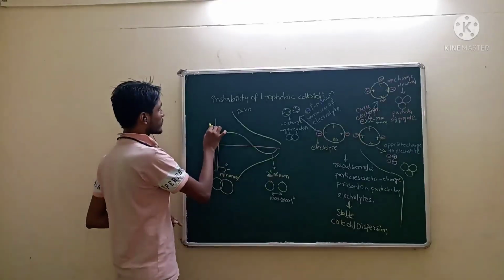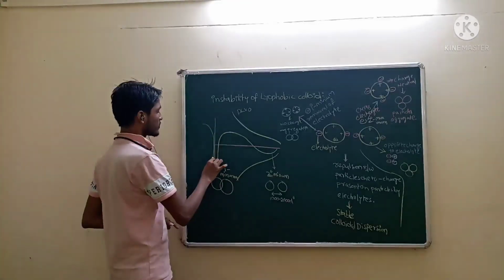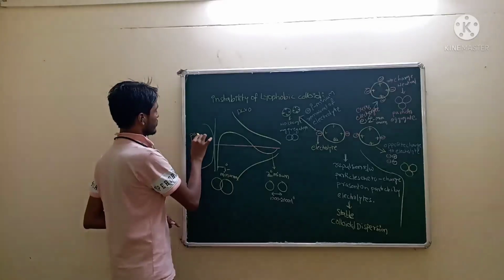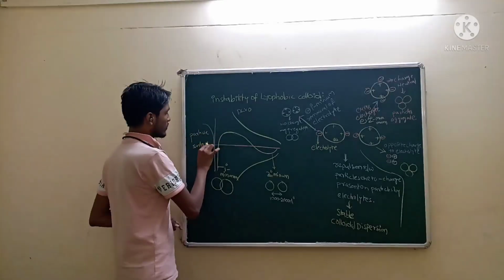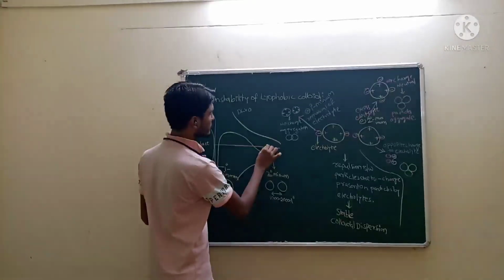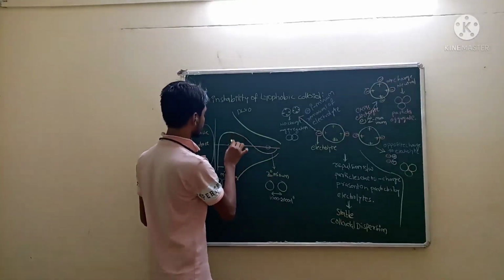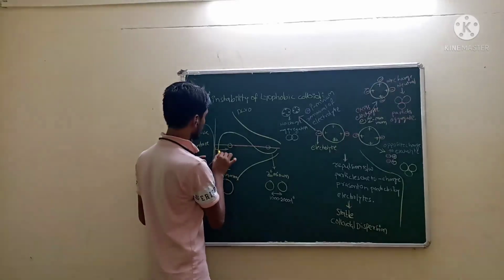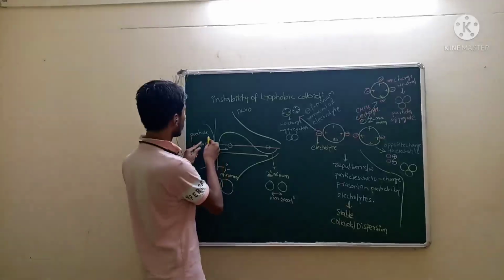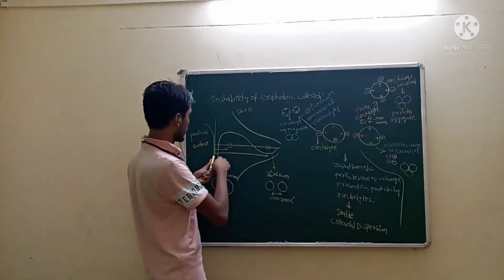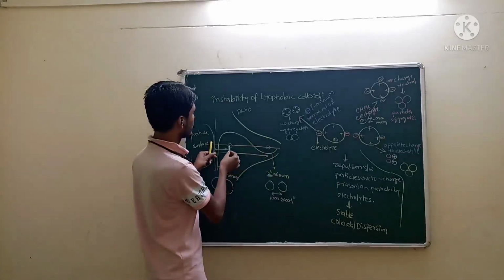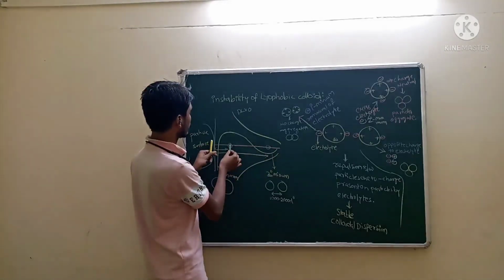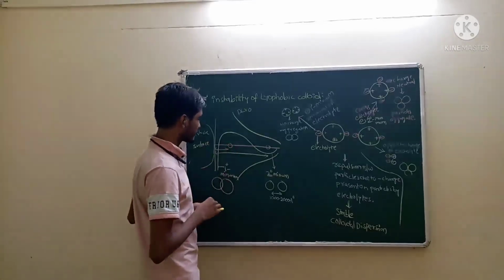Here is the particle surface, and this is the distance between the particles, the distance from one particle surface to the other particle.